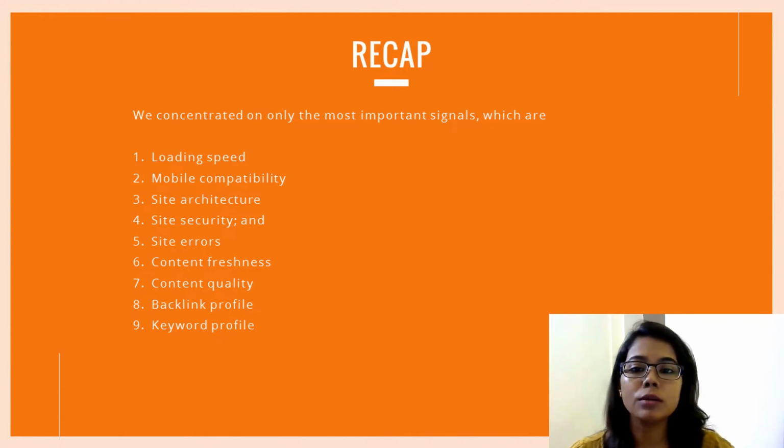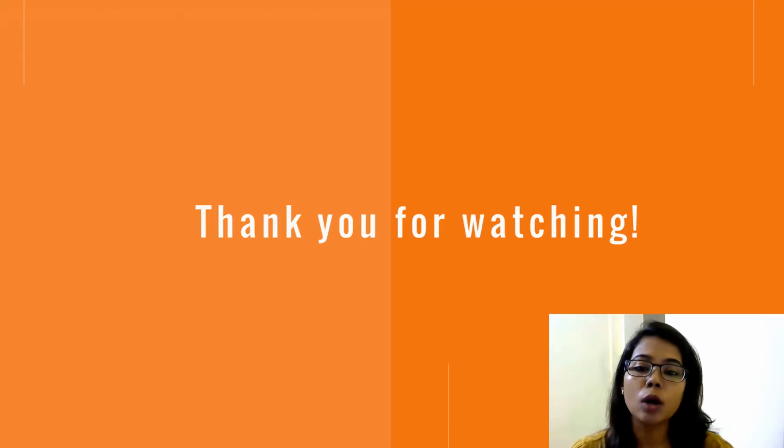We concentrated on only the most important signals, which are loading speed, mobile compatibility, site architecture, site security, site errors, content freshness, content quality, backlink profile, and keyword profile. We saw what each of those are, how they affect the browsing experience, and what you can do to improve them and boost your search result ranking. In the next video, I will talk about starting your own blog, which is a pretty important aspect of content optimization.